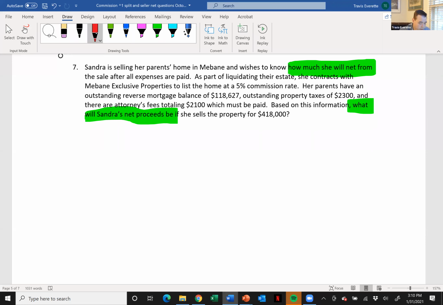So we know we're going to have debits. We know we're going to have credits.